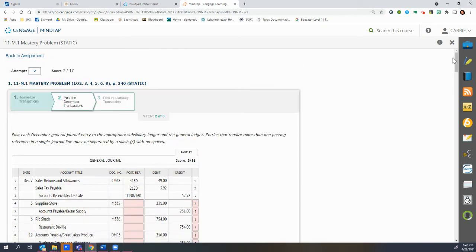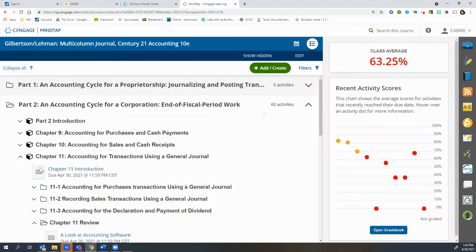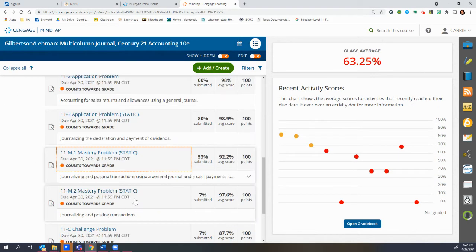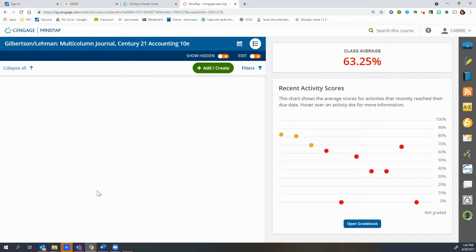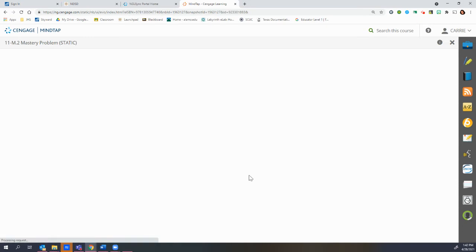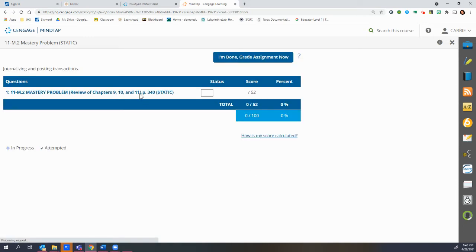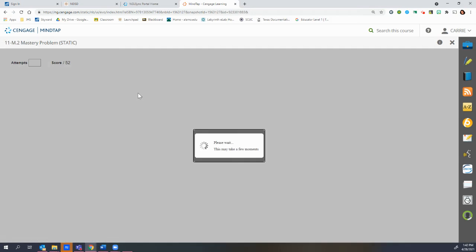Okay, so now we're going to do the M-2. And the main event is, just kidding. Okay. Oh, it's got 9, 10, and 11 in it, guys. Woohoo, so fun.